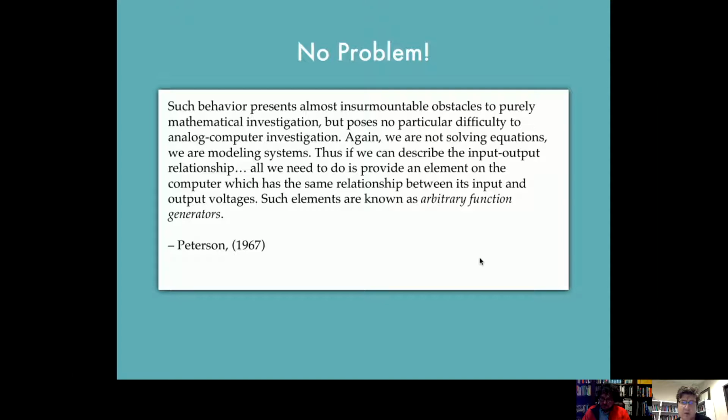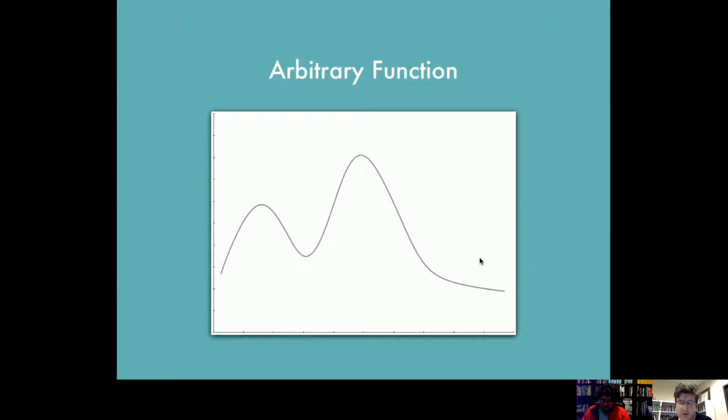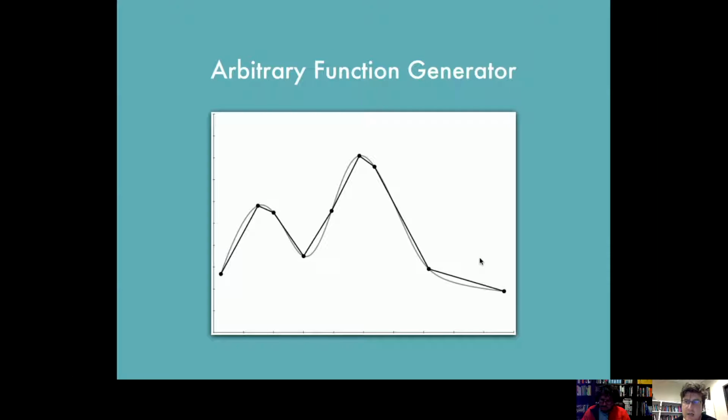Thus, if we can describe the input-output relationship, all we need to do is provide an element on the computer which has the same relationship between its input and output voltages. And these elements are known as arbitrary function generators. So again, we go to our arbitrary function where we don't know how to characterize it mathematically, but what we can do is use a set of piecewise linear approximations. And different kinds of components would have different settings so that you could use more points. You could change, again, how many points, how the points are spaced. But the point is, you're approximating a continuous function with a discontinuous function, which is a little surprising to some people who think of analog computers as only being continuous.